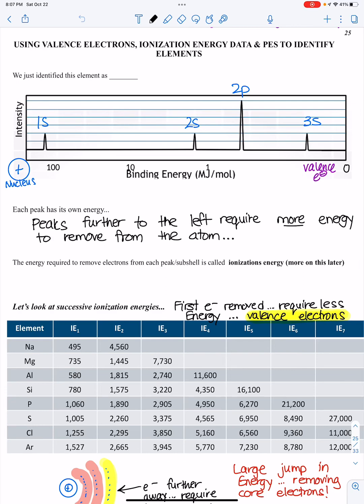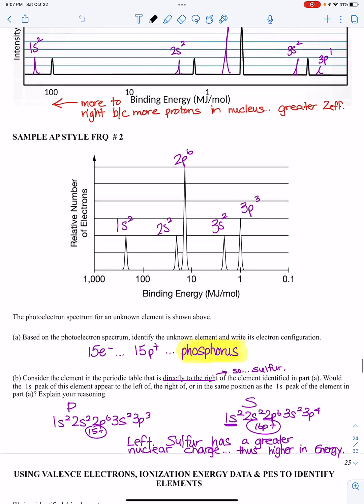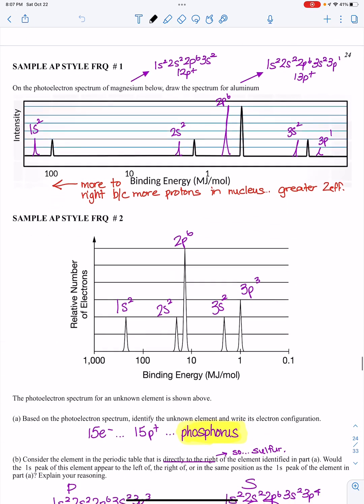Alrighty. Hey, AP Chemistry. This is going to be our Unit 1 Important Information Part 7. We're going to be talking about valence electrons and ionization energy and connecting that to photoelectron spectra. Now, to start, I want to just share some answers to the free response questions from your previous homework.